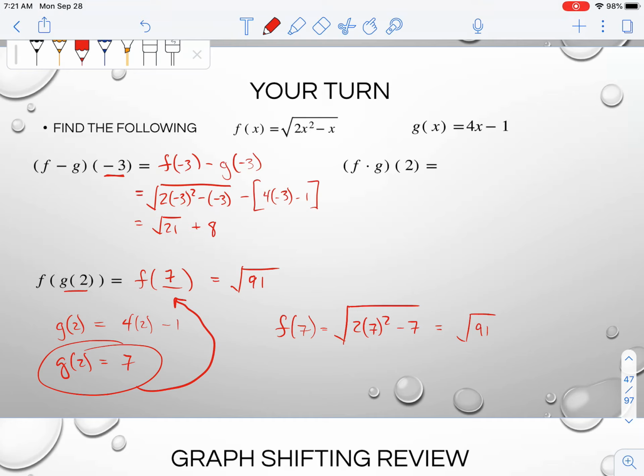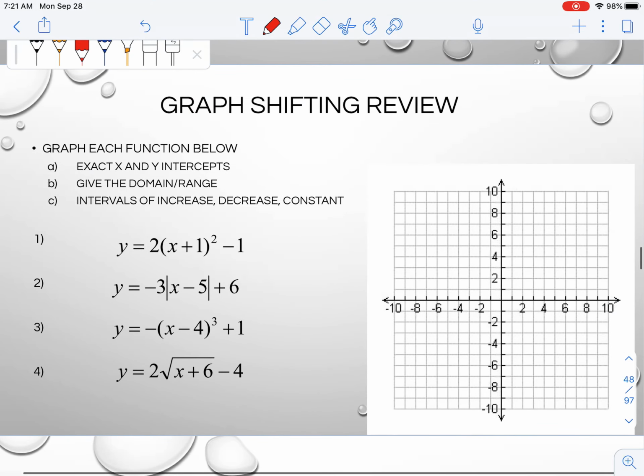Right? I do also in here have a little graph shifting review. I want you guys to give these a try. We'll take a look and talk about them when we get into class tomorrow.